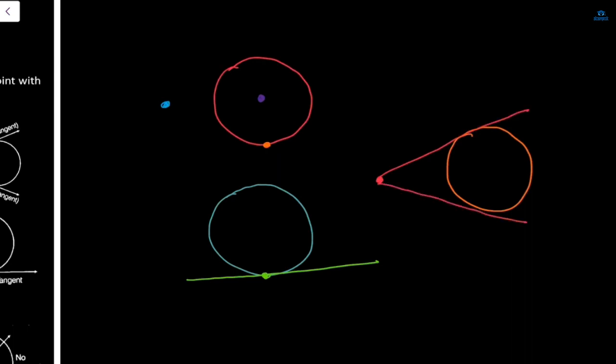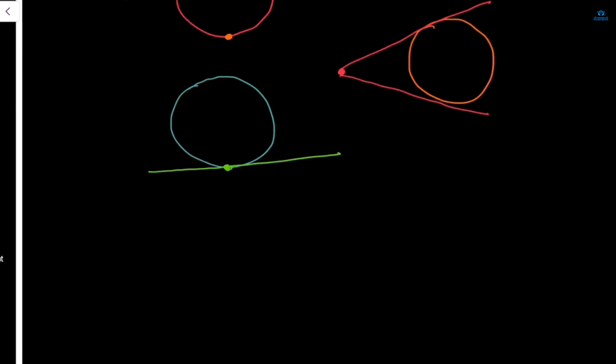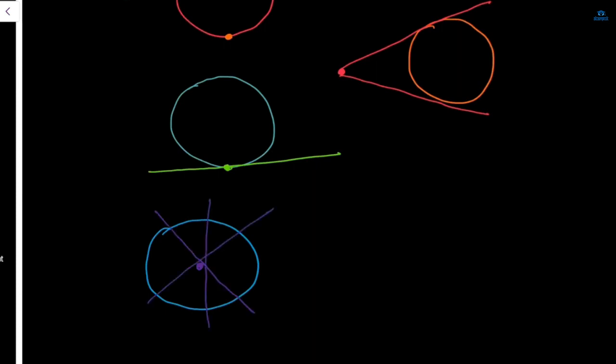Now the third case is when the point is inside the circle. If the point is inside the circle, there is no tangent, because the line that passes through this point will touch the circle at two points. That means it is not a tangent, because a tangent touches the circle at only a single point.